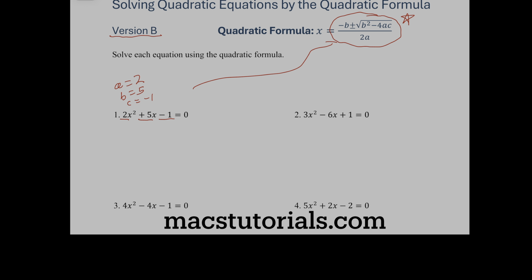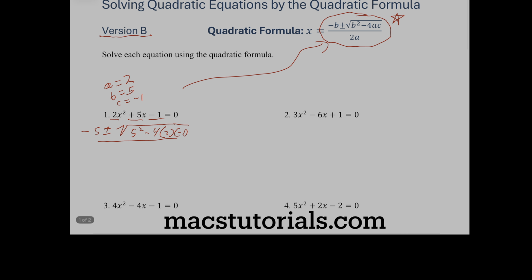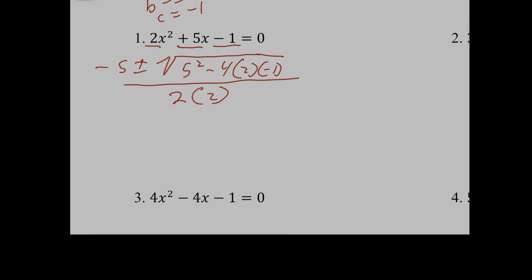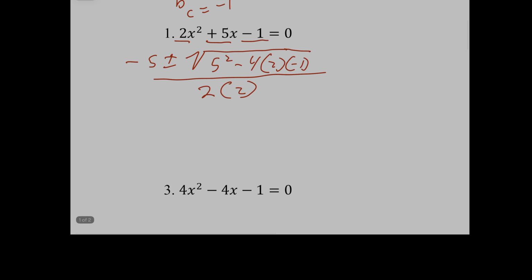Now, we're going to plug it into that formula. So opposite of b is a -5, plus or minus the square root of b squared, that's 5 squared, minus 4 times a times c, all over 2a, which is 2 times 2, because my a is 2. That's all I'm doing. I'm going to blow this up a little bit. It kind of saves some room.